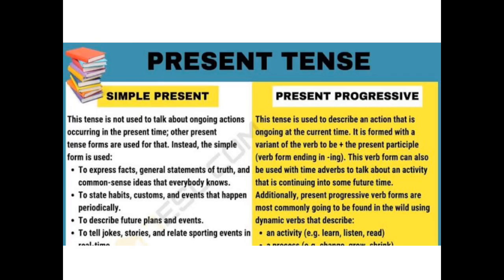A simple present tense is not used to talk about ongoing actions. Please, I want you to listen. It's not used to talk about ongoing action. An ongoing action is an action that is happening at the moment, right now. It means that the action is now happening in my presence. Mr. Sam is teaching. That is what is going on now. So a simple present tense is not used for an action that is ongoing or occurring in the present time. Other present tense forms are used for that.